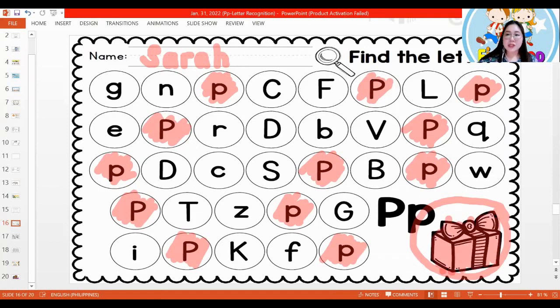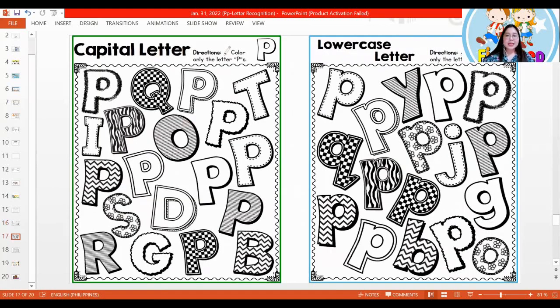Okay, we still have some more work left. How about we find the capital and the lowercase letter P? So let's do it together. Let's use color yellow for our capital letter P. Let's count and color. 1, 2, 3, 4, 5, 6, 7, 8, 9, and 10. How many? 10? 10 what? 10 capital letter P.